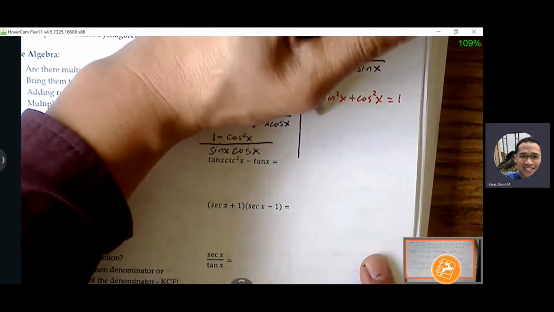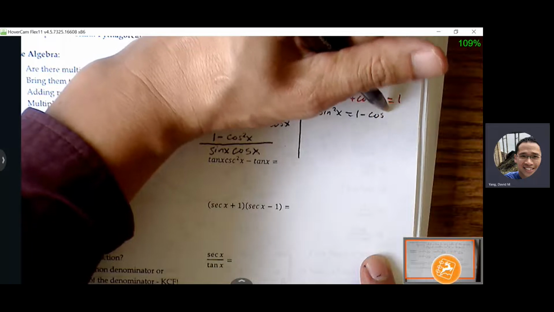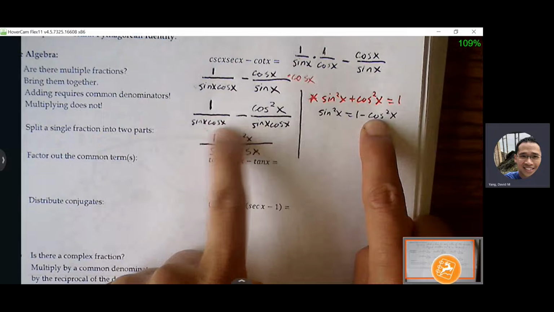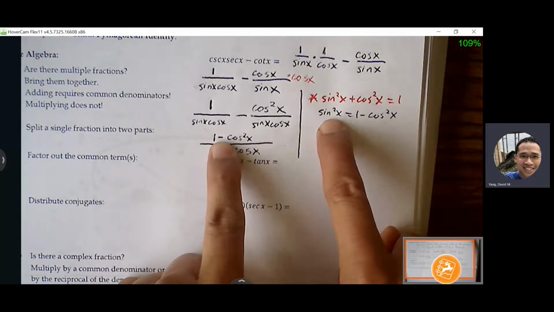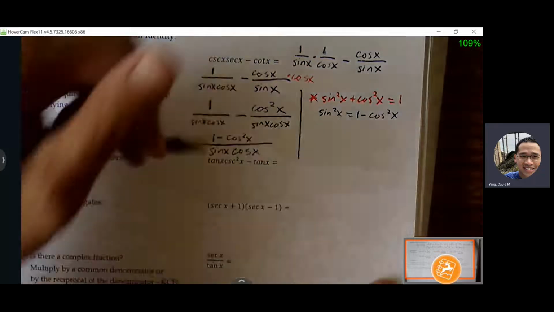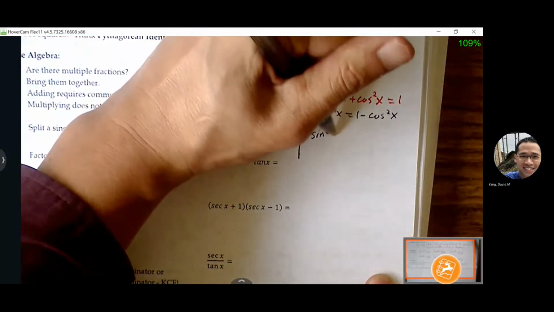Right, so if I rearrange this, sine squared x is equal to 1 minus cosine squared x. And if I can see that relationship, I can replace the entire numerator with sine squared x. Okay, are we good there? Can you guys see that? Okay. So I'm going to replace that numerator now with sine squared x.